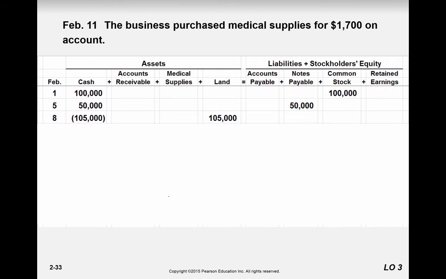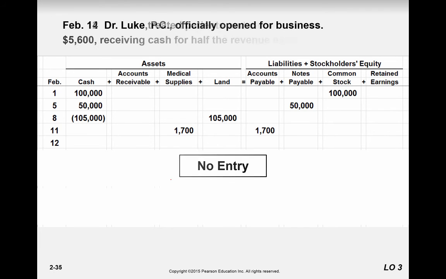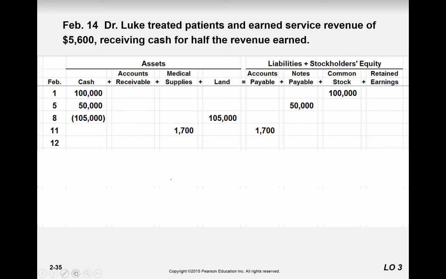So now we purchase supplies for $1,700 on account. Once you see that, you know that there's not cash involved. So since it is on account and we purchase, this is our accounts payable for our vendors. And here we have our medical supplies, which is an asset that we are getting. Now we open for business, so that's fantastic. No entry is associated with that because there is no financial consideration. Really, a transaction didn't happen. This is mostly for your information. So now we're in business.